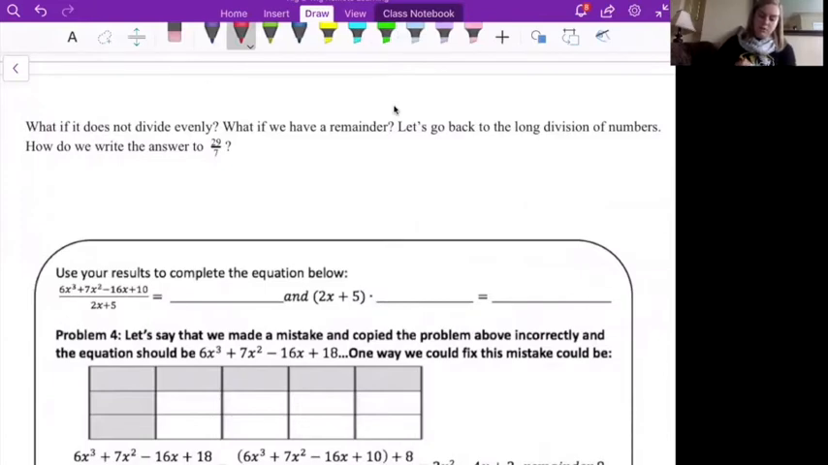So 7 divided into 29. So 7 goes into 29 3 times. So we have 21 with a remainder of, actually it goes into it 4 times for 28, with a remainder of 1. And so we would say that this is 4 plus 1 over 7.